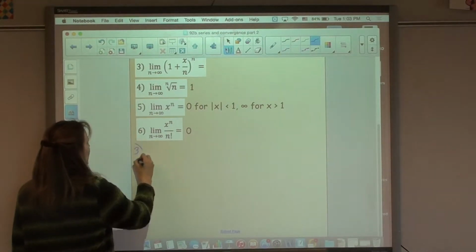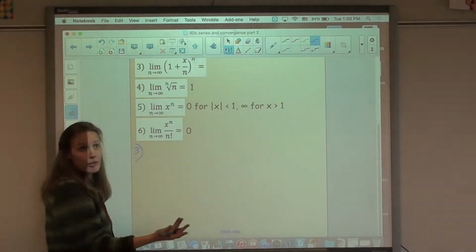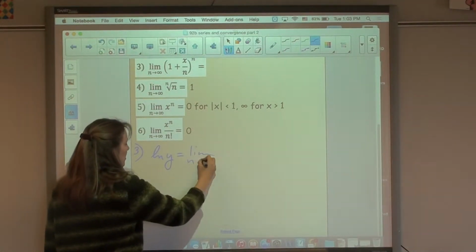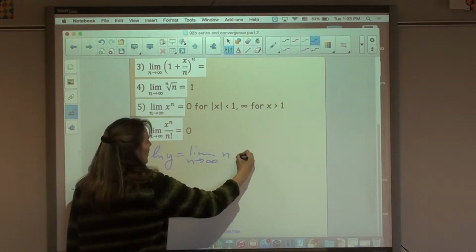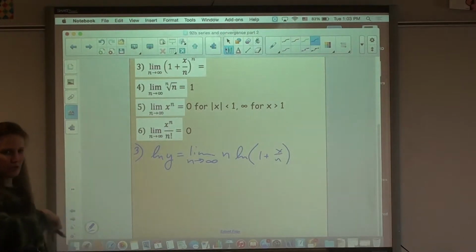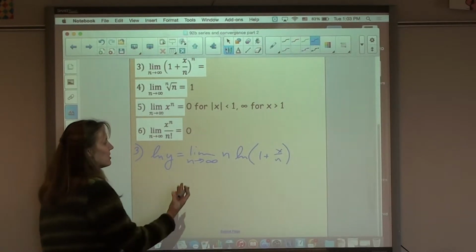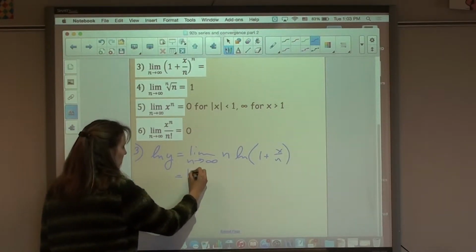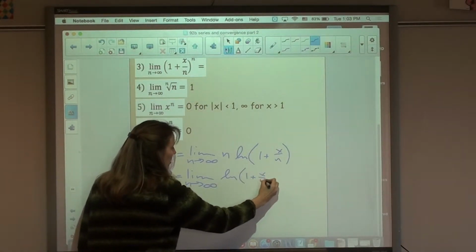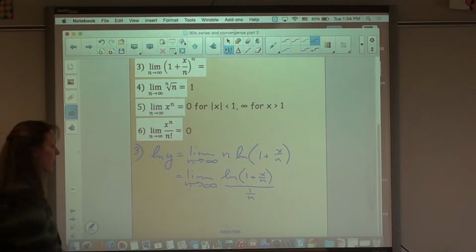So we have 3. Remember when you plug in, you get 1 to the infinity, which means you're going to have to use logs to solve. So you set it equal to y, take the log of both sides, so you get the limit as n approaches infinity of n ln(1 plus x over n), putting the exponent in front of the log. What we get here is infinity times 0, so we have to write it as a quotient. So now we get 0 over 0, we can L'Hopital.